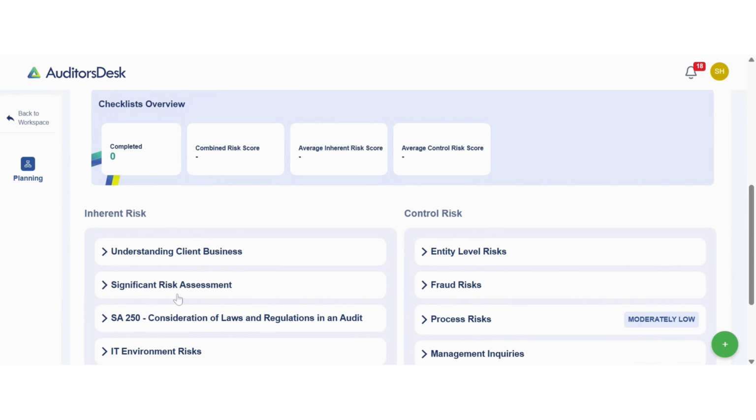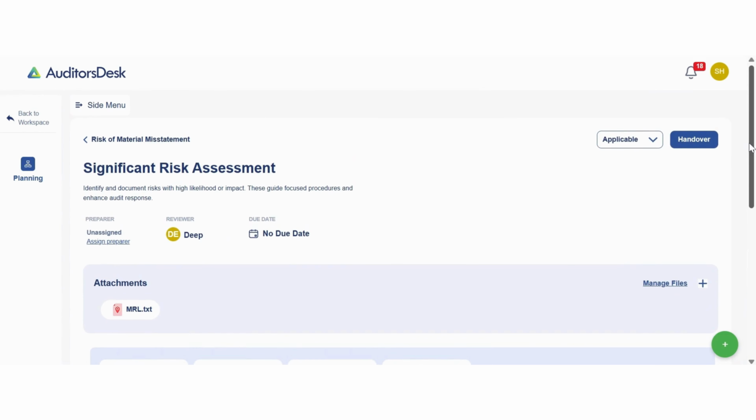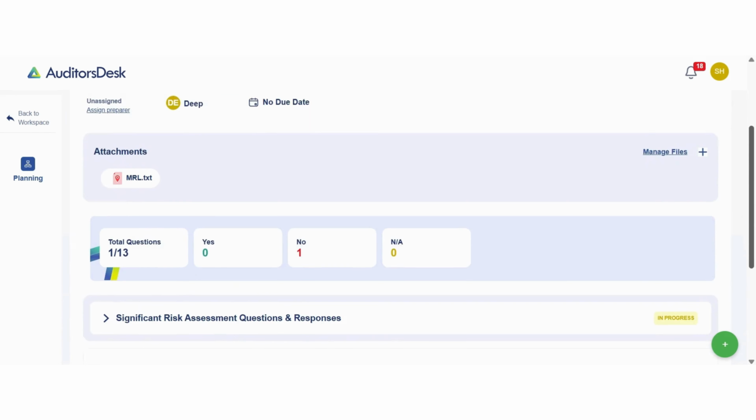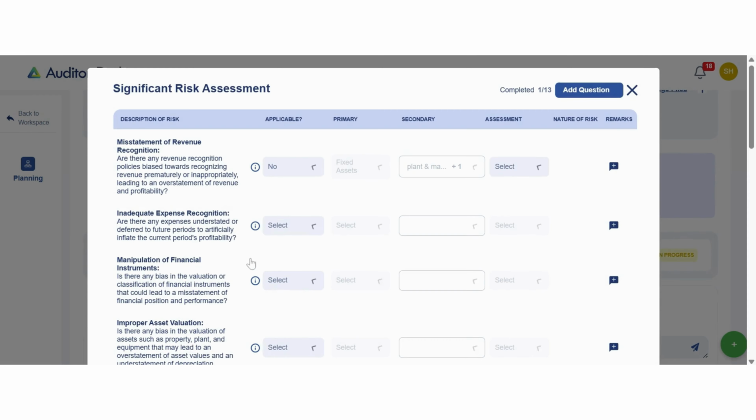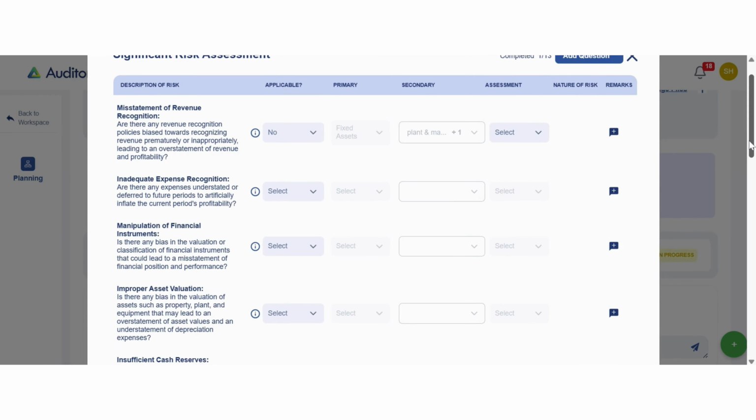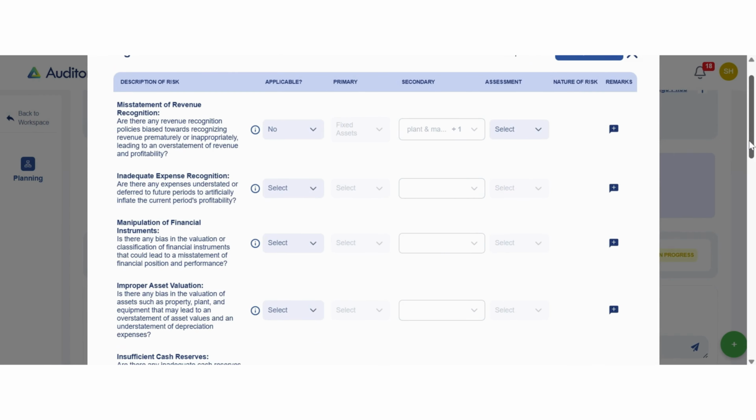The concept of significant risk. A significant risk is an identified and assessed inherent risk of material misstatement that, in the auditor's judgment, requires special audit consideration. These are areas more prone to error, manipulation, or fraud, and hence demand heightened scrutiny. The software provides us with a significant risk assessment screen where common risks are listed along with guiding questions.